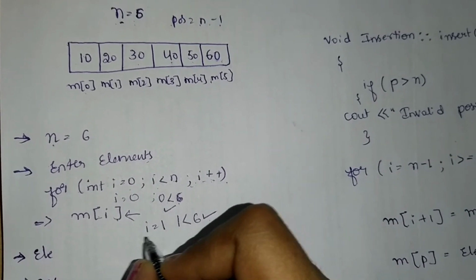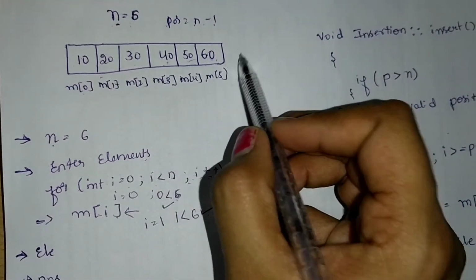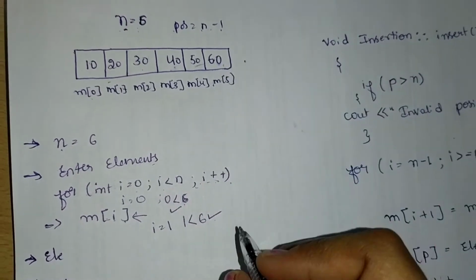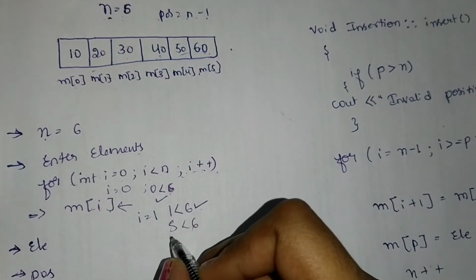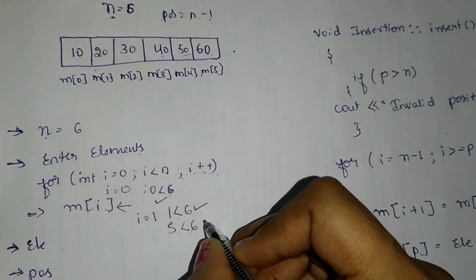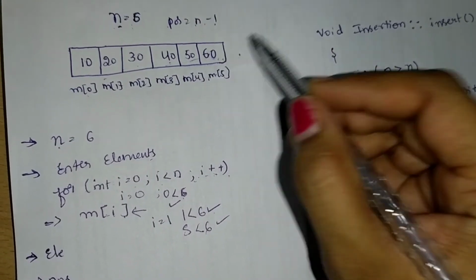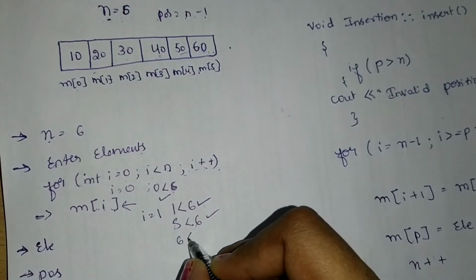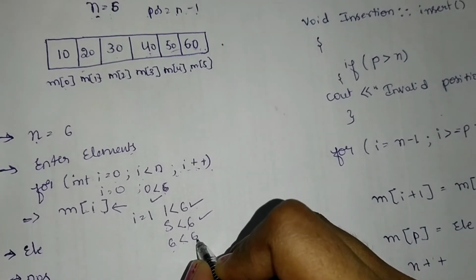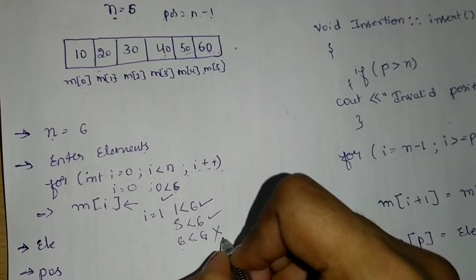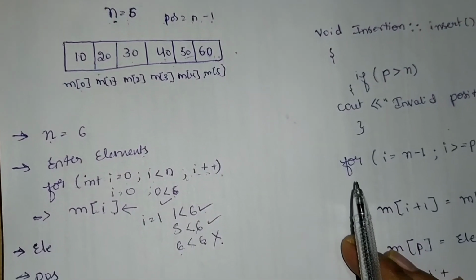At that time m of 1, that means 20, will be placed, and it will go on up to m of 5. At last it will check whether 5 is less than 6, and this condition is true. After that this 60 will be added into the array. Then it will check 6 less than 6, but 6 is not less than 6, 6 is equal to 6, so it will become false. Then it will come out of the loop. At that time it will stop taking the elements from the user.